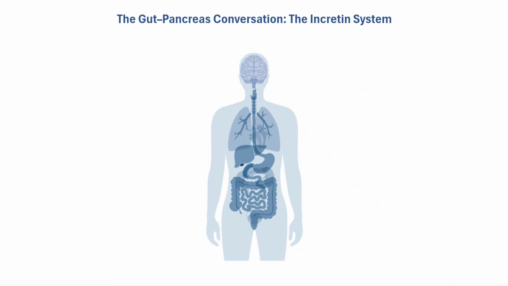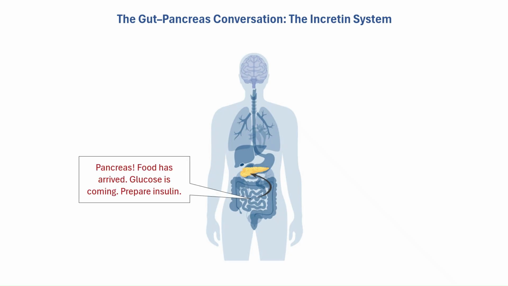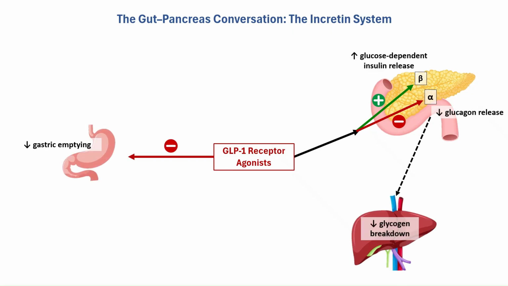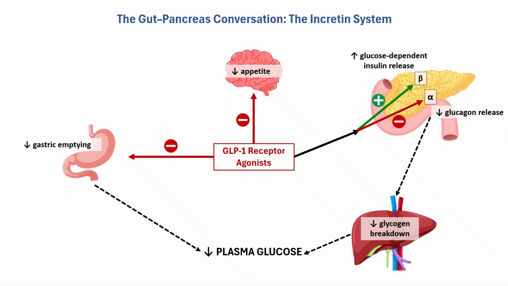After meals, the gut doesn't just absorb glucose. It talks to the pancreas. This conversation happens through incretin hormones, especially GLP-1. GLP-1 receptor agonists, such as semaglutide, amplify this natural signal. They increase insulin secretion, but only when glucose is high. They reduce glucagon, slow gastric emptying, and increase satiety through central nervous system effects. This glucose-dependent action explains why GLP-1 agonists lower blood sugar with minimal hypoglycemia, while also promoting weight loss and providing cardiovascular protection.